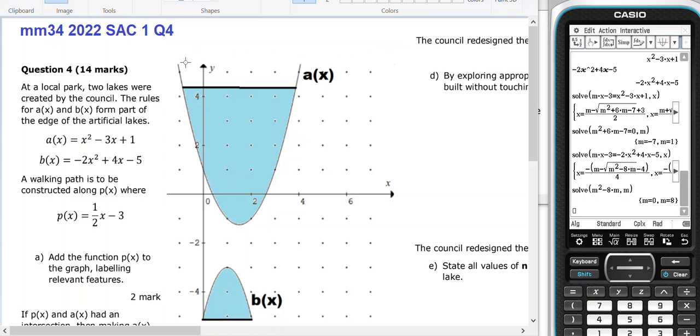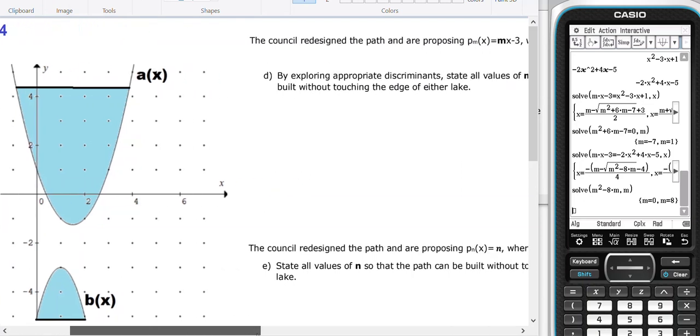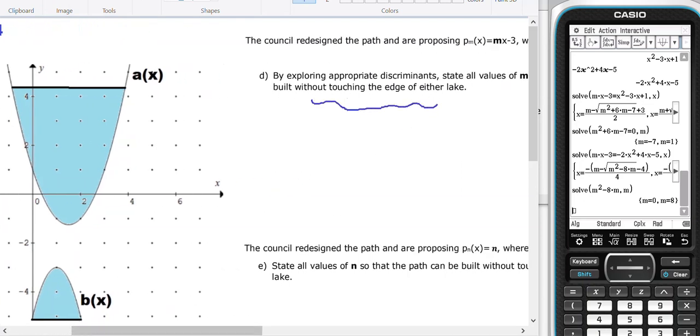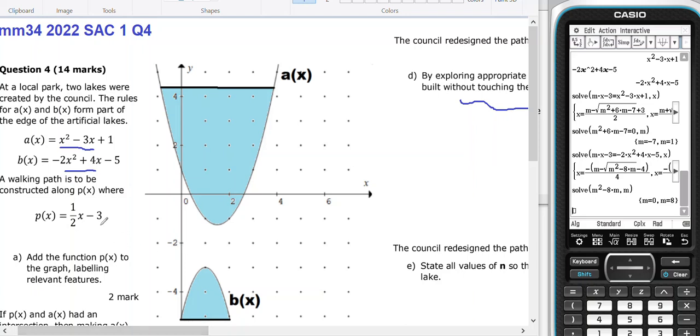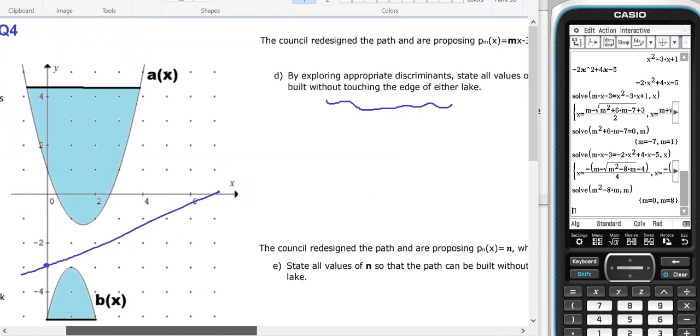So this question is question number 4 out of the 2022 SAC, and even though it says by exploring discriminants, I might have a little play with the slider to see if I can see what's happening. We have one parabola, which is a of x, we have a second parabola, which is b of x, and we have a straight line. And the straight line has a y-intercept of -3, so we're wanting to build a road that doesn't hit the lake, therefore can be built.